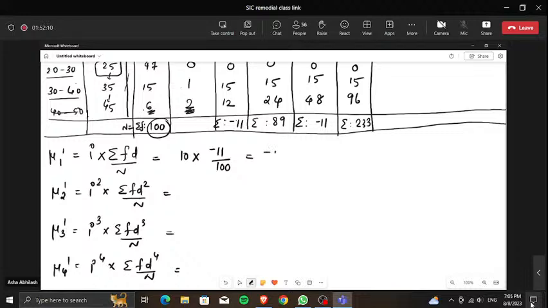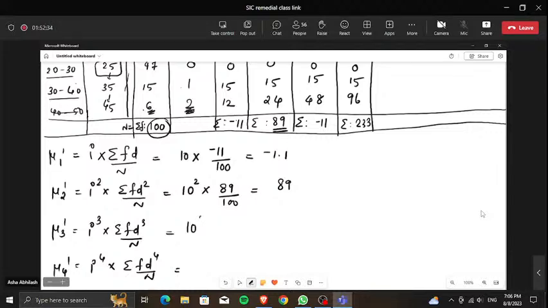Minus 1.1. Next, 8.1. Just a minute. I'll complete mu2 dash. So 10 square into summation of d square, what is that? That is your 89 divided by 100. What is this value? 81, 89, sorry, 89, because 10 square and 100 will be cancelled.